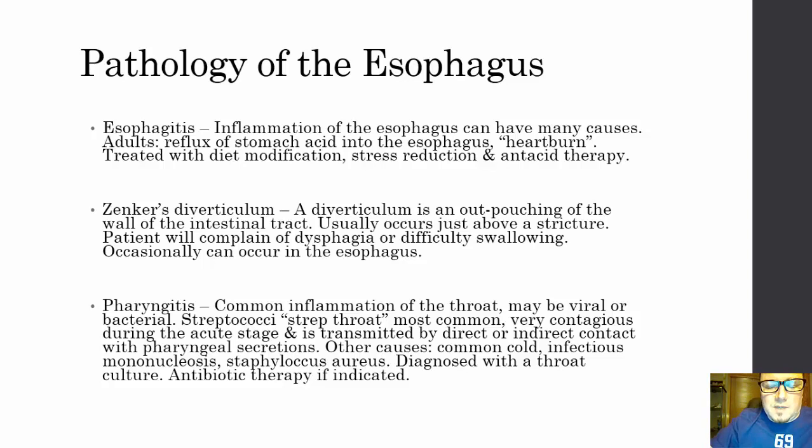And a diverticulum is an outpouching of a wall of the intestinal tract. A Zenker's diverticulum occurs up here in the neck, and usually what we're going to do is staple that off. It's not a complicated procedure. It's usually pretty quick, and we're just going to get rid of that little outpouching in the esophagus.